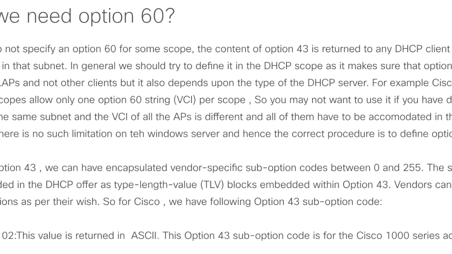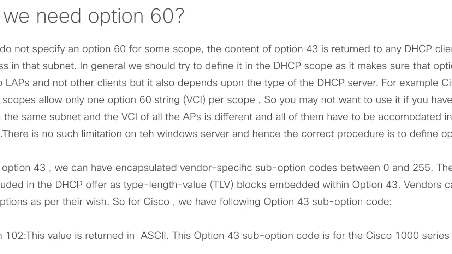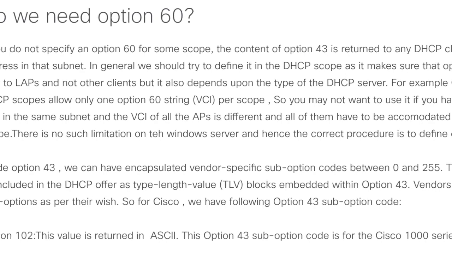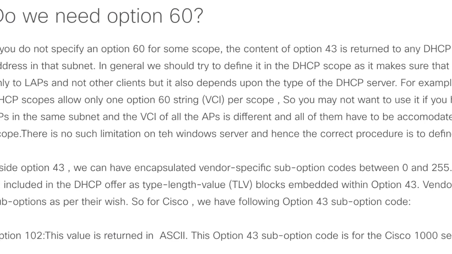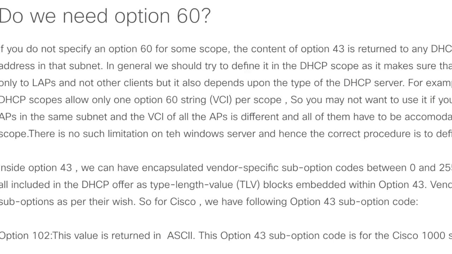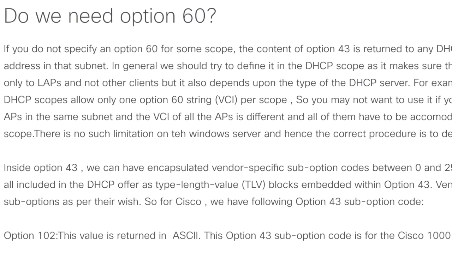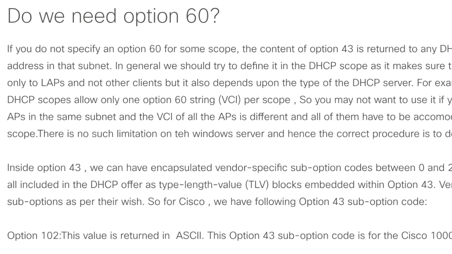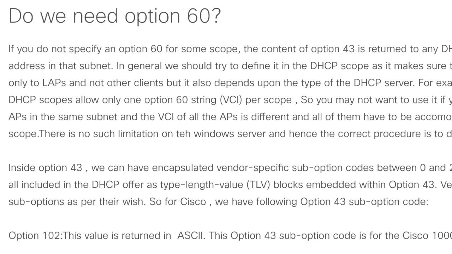the option 60 first. Inside option 43, we can have encapsulated vendor specific sub-option codes between 0 and 255, and the sub-options are all included in the DHCP offer as type length value TLV blocks embedded within option 43. Vendors can define these sub-options as per their wish. So for Cisco, we have the following option 43 sub-option codes. Option 102, this value is returned in ASCII. This option 43 sub-option code is for the Cisco 1000 series access points.